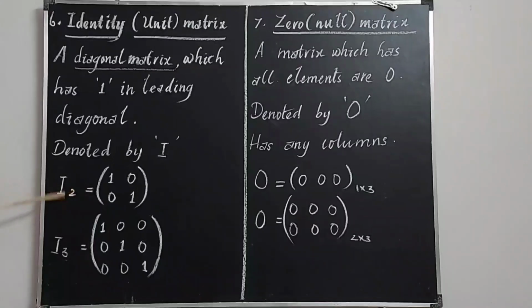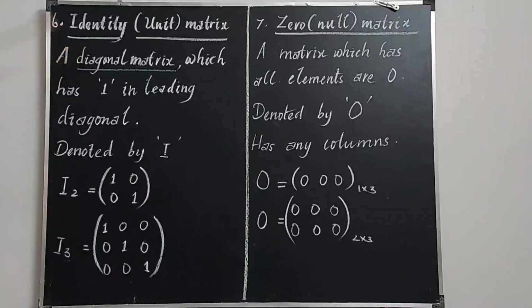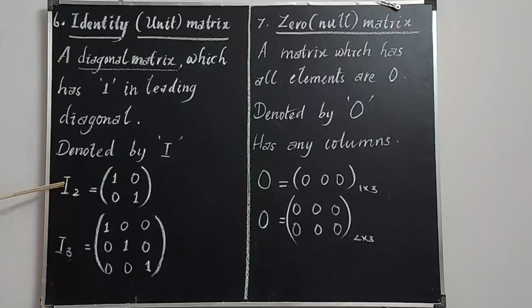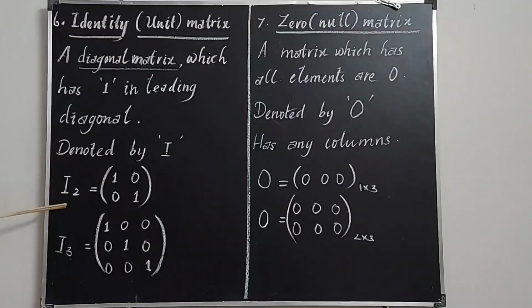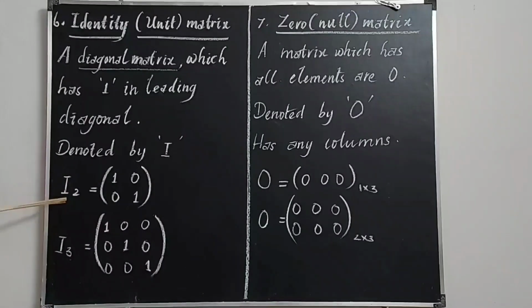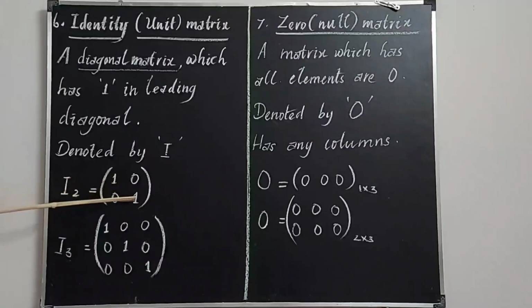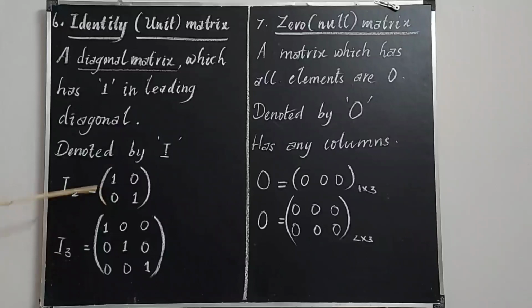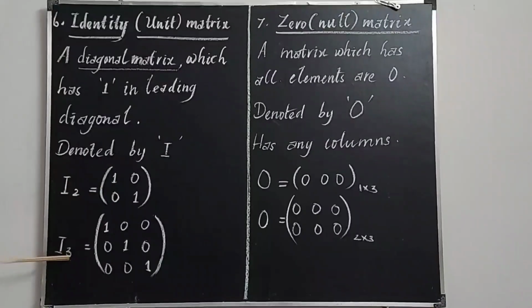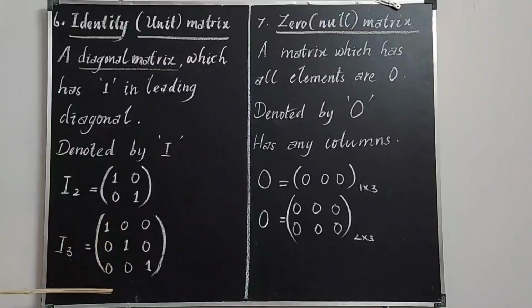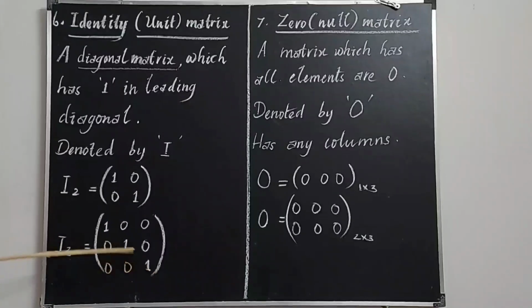It is a square matrix as it is a diagonal matrix. Surely it is a square matrix. So it is denoted by the letter I. If I2 is given, it indicates a unit matrix of order 2. Then the leading diagonal entries are only 1. Others are 0. Here it is I3, identity matrix of order 3. It has 3 rows and 3 columns. The leading diagonal entries are 1. Other entries are 0.